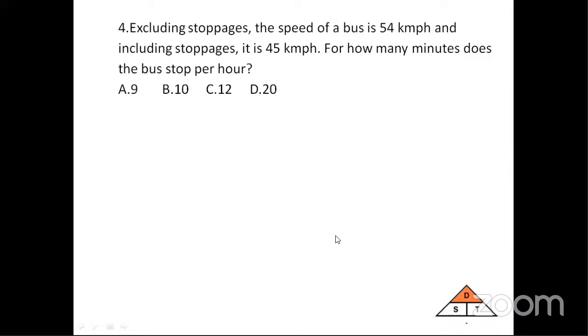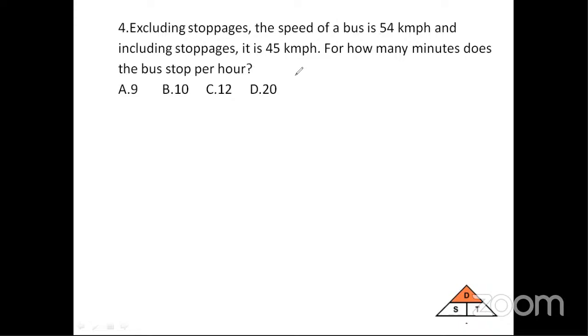Come on, try it out. Excluding stoppages, the speed of a bus is 54 km per hour, and including stoppages, it is 45 km per hour. Initially it was 50, but when the speed is increased, it is 70. So now, excluding stoppages, the speed of a bus is 54 km per hour, and including stoppages, it is 45 km per hour. How many minutes does the bus stop per hour? We need to check this.